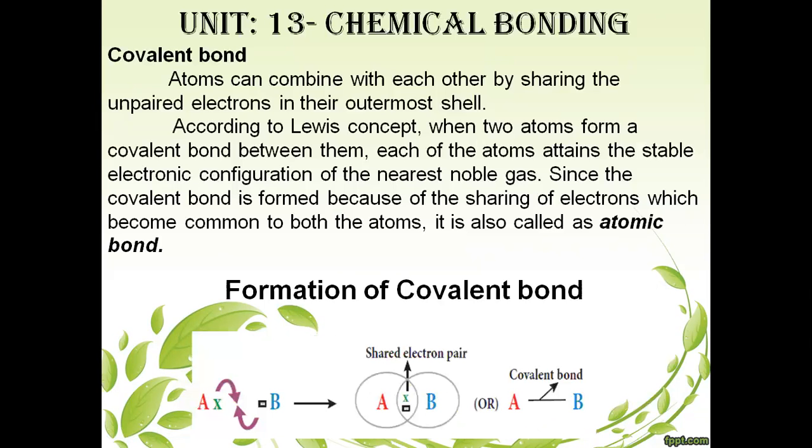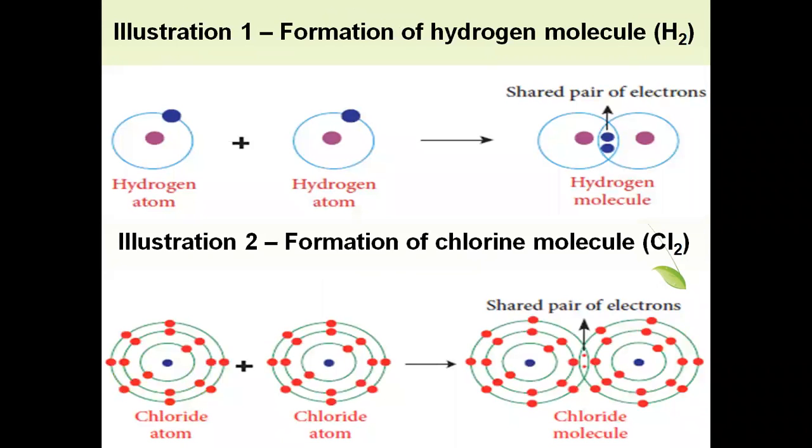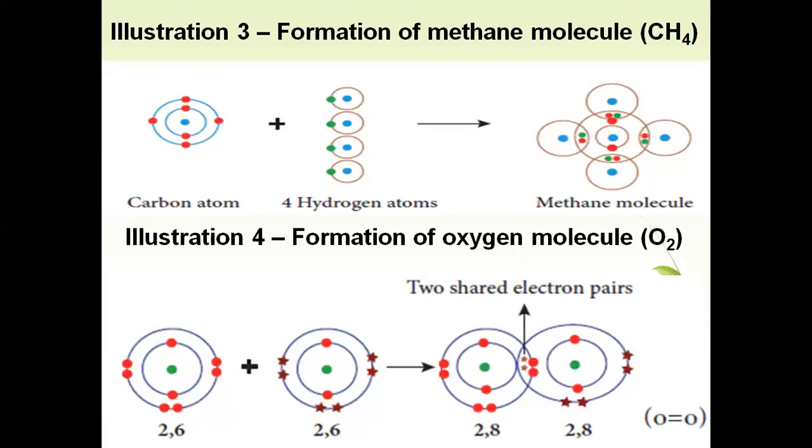In the previous class, we discussed Unit 13, chemical bonding, covalent bond, and coordinate covalent bond. Covalent bond means sharing unpaired electrons in the outermost shell. We discussed examples: formation of hydrogen molecule, fluorine molecule, and methane molecule. Next, we discussed the characteristics of the covalent bond: physical state, electrical conductivity, melting point, solubility, hardness and brittleness, and reactions.